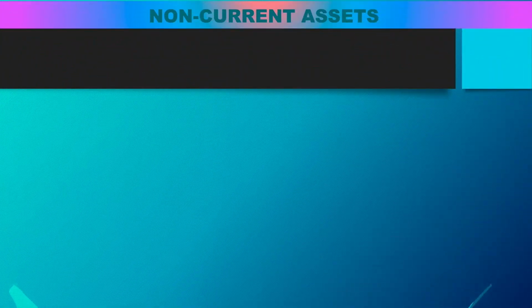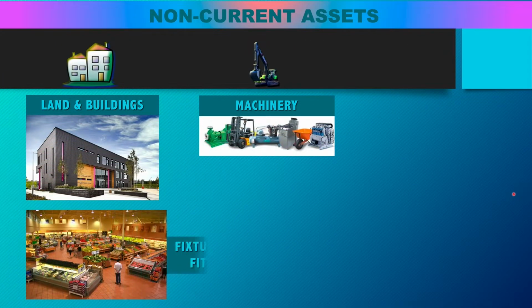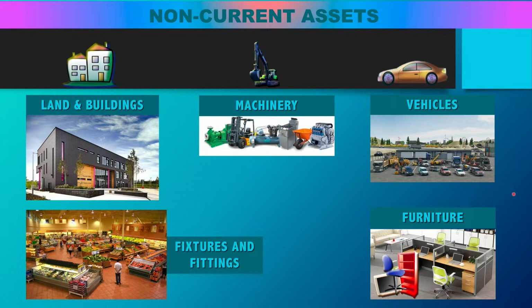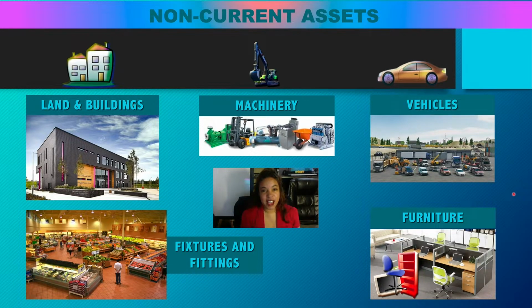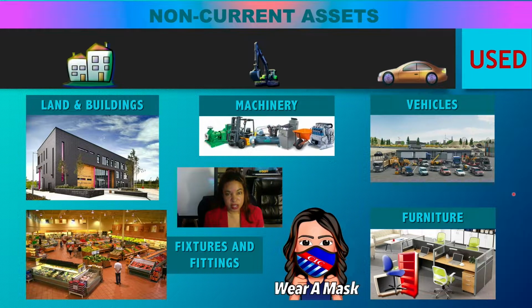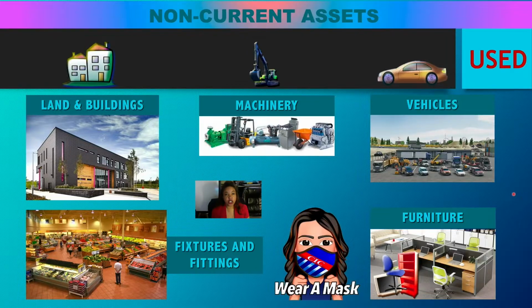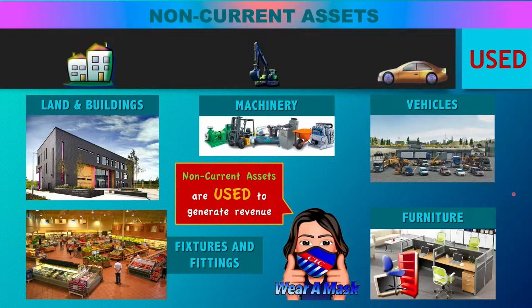So some examples, revision. We have some examples of the non-current assets that you are familiar with, like land and buildings, machinery, vehicles, fixtures and fittings, furniture, so on and so on. Once it is used for more than 1 year, it is considered a non-current asset. So that is the intention. Once again, just remember, emphasis is on used. What is the non-current asset used for? So what is the intention of purchasing these non-current assets? It is to be used to generate revenue and profits over a long period of time.